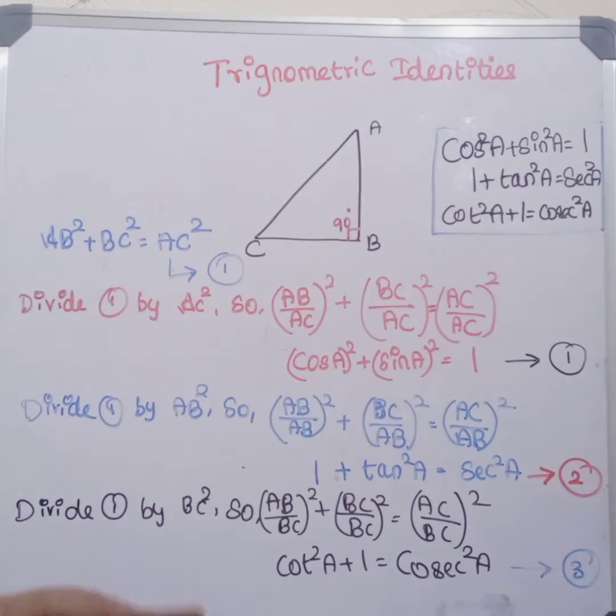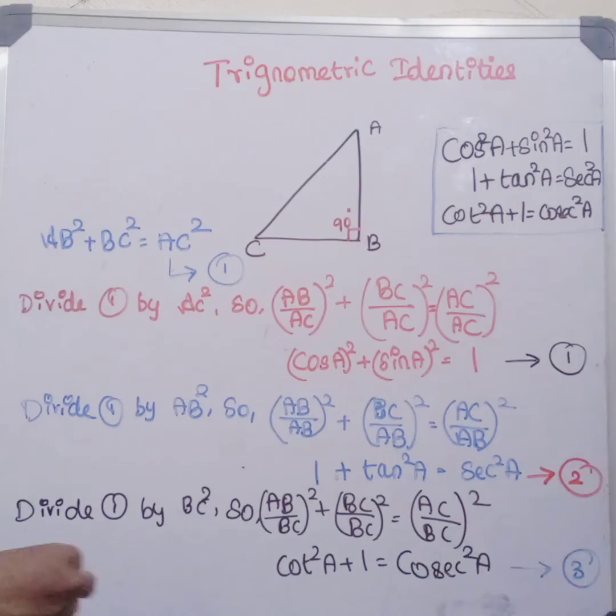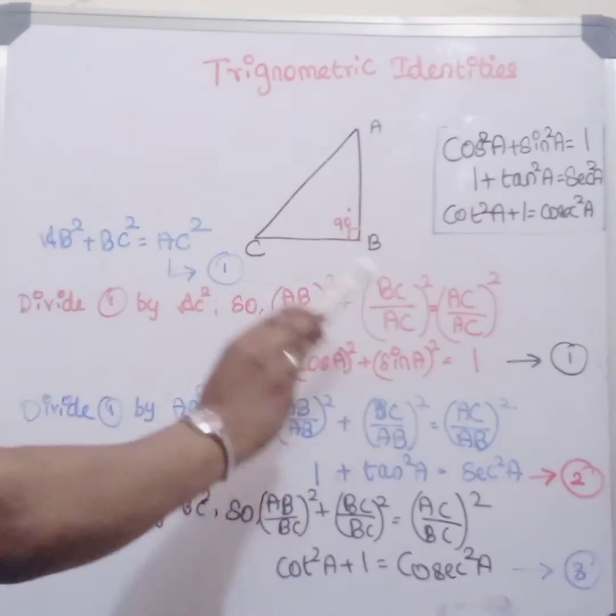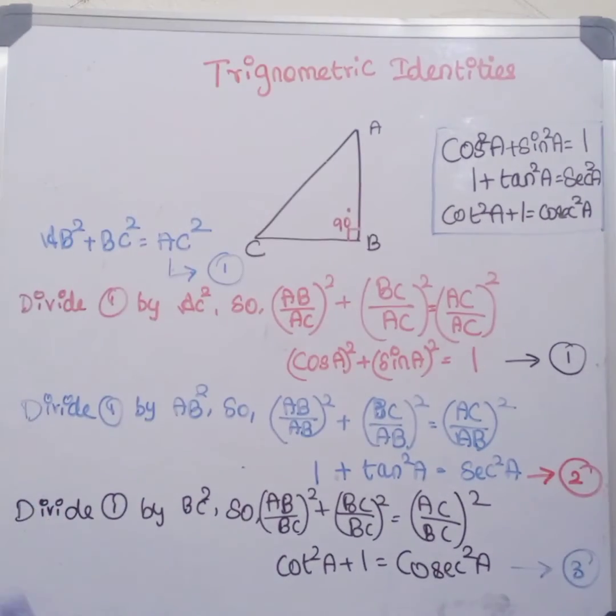Whenever we get a complicated problem in terms of cot and cosecant, we can substitute this identity and simplify to the next step. So these are all the basic identities, and this is how we derive them from the right angle triangle.